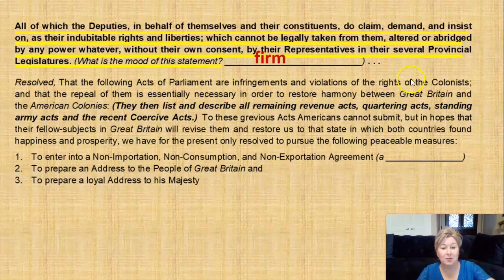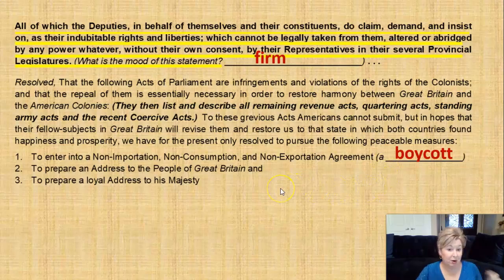And so now comes the resolved part. Resolved that the following acts of Parliament are infringements and violations, and they then list all these violations. And then finally they say, look, all of that is not appropriate and it must be resolved. And so for right now, here's what we're going to do. We're going to enter into a non-importation, a boycott. We're not importing, we're not exporting, we're not consuming British goods. We're done. So we're cutting you off. I know you got your little blockade up in Boston, but the rest of us, we're not buying from you anymore, and we're not sending you anything. So we're boycotting you. We're going to hit you in the pocketbook.